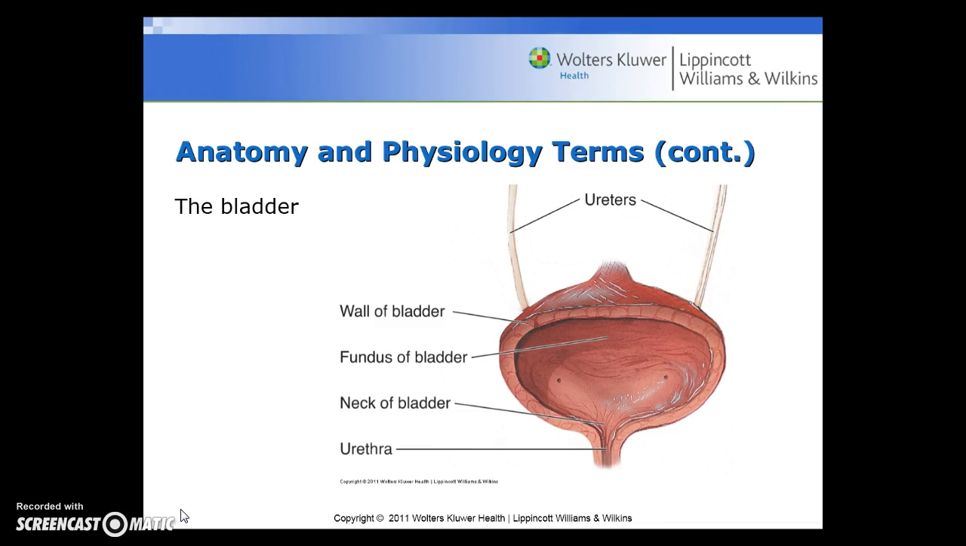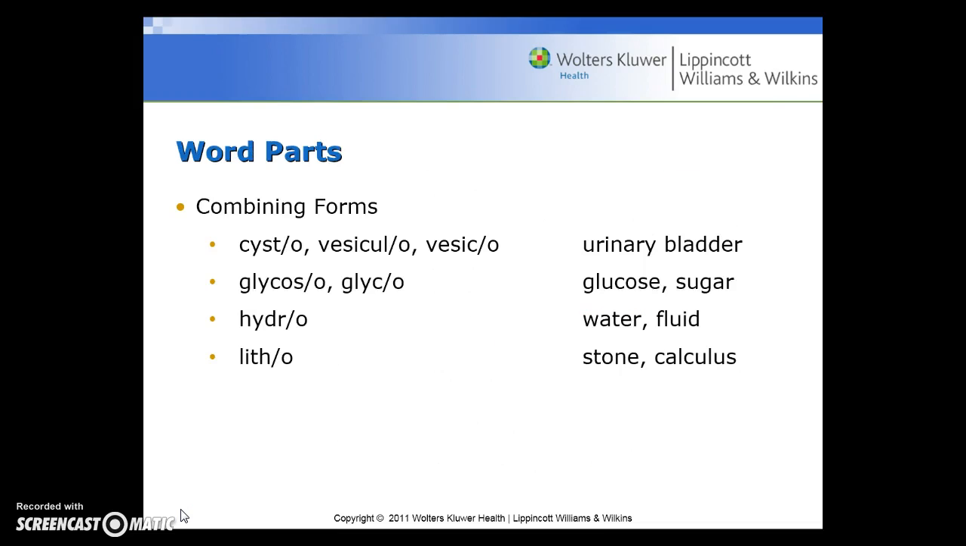Here's a picture of the bladder. So we see the ureters going into the wall of the bladder. The upper part of the bladder, kind of in the back there, is the fundus of the bladder. The bottom part is the neck of the bladder, and that leads out through the urethra.